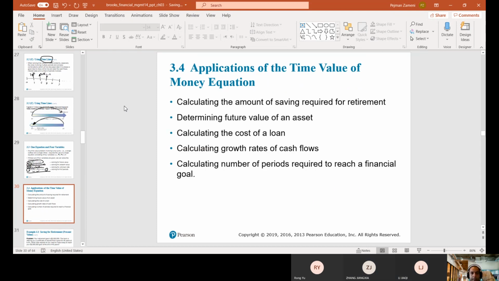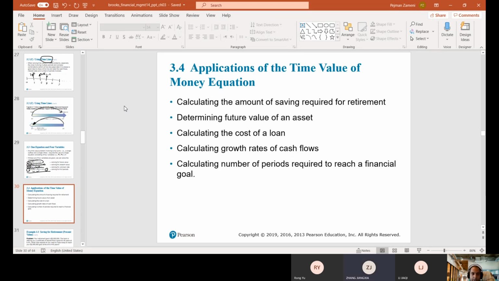Okay, here talks about the applications of the time value of money equation. Calculating the amount of saving required for retirement. So we all gonna get retired one day, isn't it? If I want to have $2 million in 10 years' time, I need to know that how much do I need to invest right now.